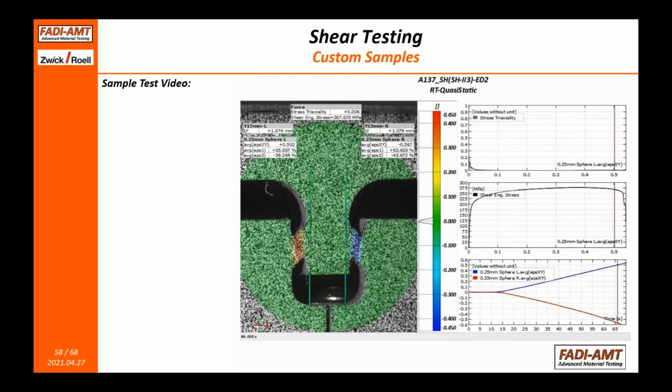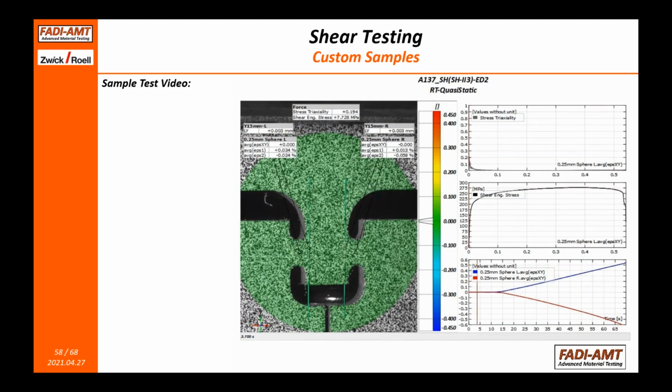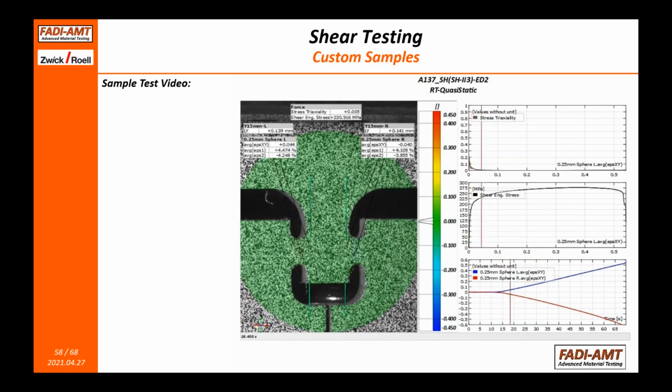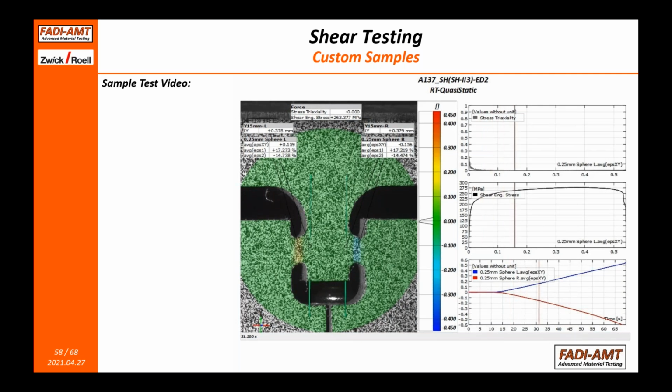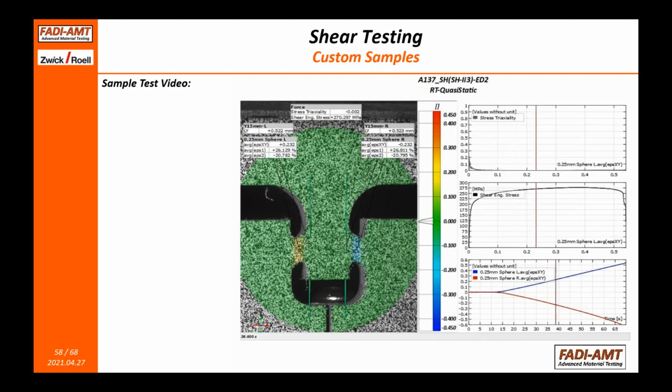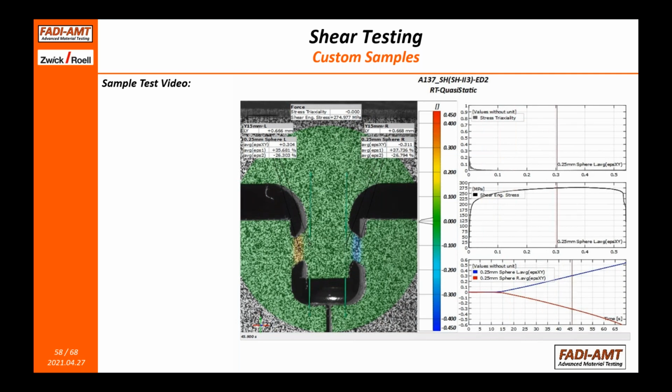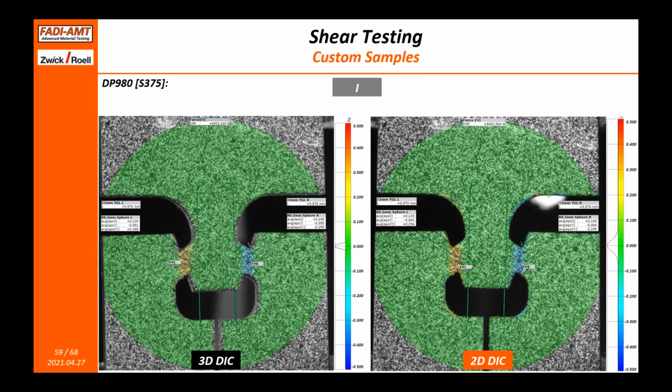a particular sample. And you can see also on the top right corner of my video, it's an evaluation of the triaxiality. And as you can see, the triaxiality is staying almost close to zero, which guarantees a shear deformation in the sample. Now, let's go back to our systems and recalibrate them for this kind of volume. And you can see now the comparison again between 3D on the left and 2D on the right. This time I wanted to do a comparison at different points in the test.